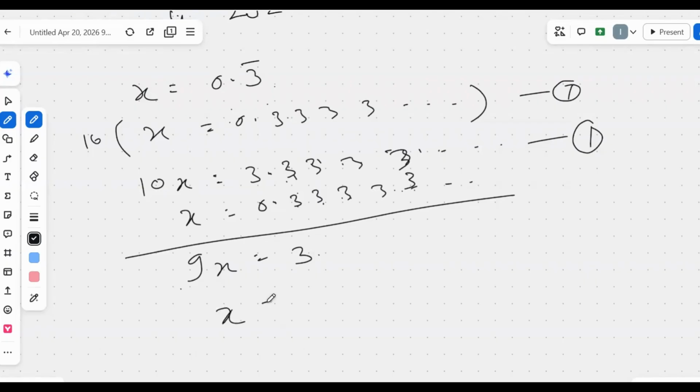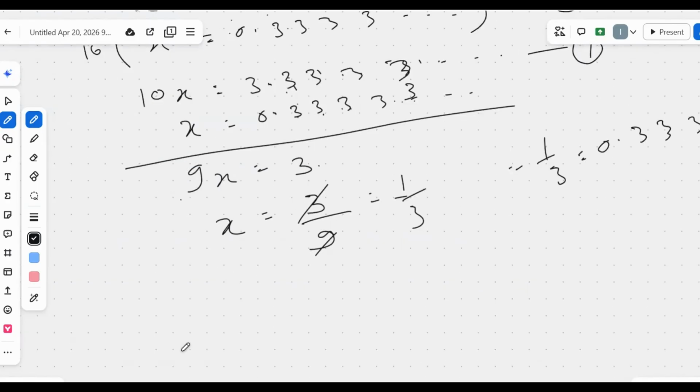Then the value of x is going to be equal to 3 over 9, that can be 1 over 3. And you know very well, just now I told you that the value of 1 over 3 is equal to 0.333333. Got it? This is how we convert a recurring number or a repeating decimal into a terminating decimal. This is the first case.